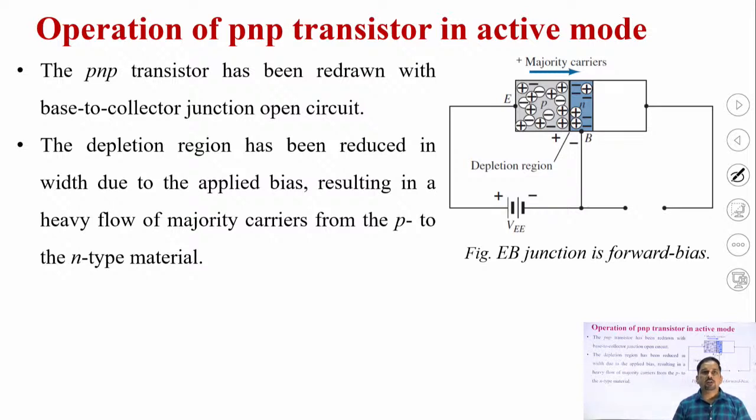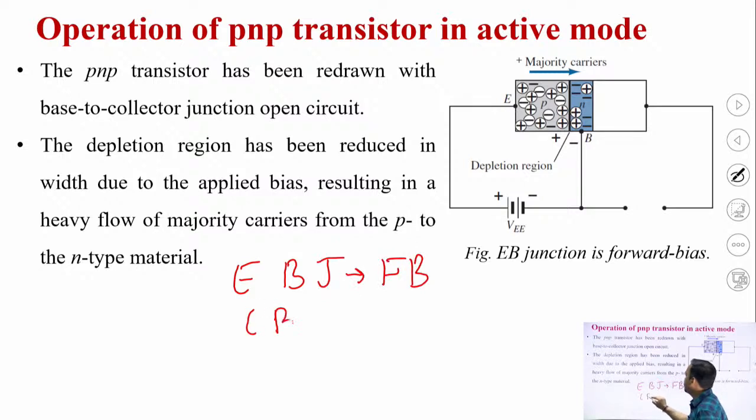So now after the construction part and the modes that we have studied here, we'll start with the operation of transistors, how a transistor works. First we'll consider the active mode of operation. Means in the active mode the emitter base junction, EBJ, is forward bias, whereas the collector base junction is reverse bias. So here we are starting the operation of the transistor with the PNP. We are taking the PNP transistor.